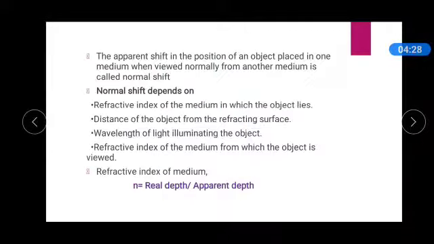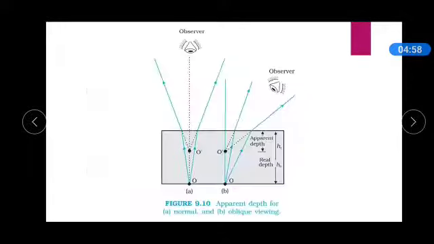Normal shift depends upon a few factors. Let us study those. So factor 1, it depends upon the refractive index of medium in which the object lies. Factor 2, the distance of the object from the refracting surface. 3, wavelength of light illuminating the object. 4, refractive index of medium from which the object is viewed. Refractive index of medium n is equal to real depth by apparent depth. Here, real depth is the actual depth from the surface, whereas apparent depth is the depth which is visible to human eye due to refraction.